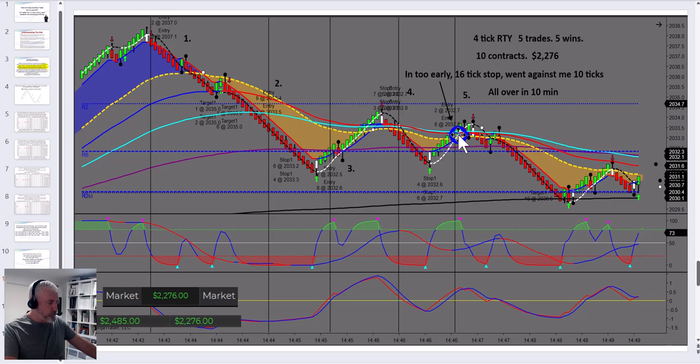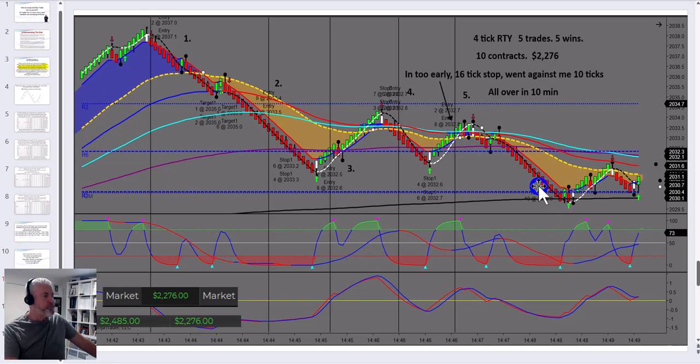Now when I'm trading this market, I've got a 16 tick stop. So when I enter a trade, I like to see my stop one tick above, with my type of setups that I trade. So here it actually went against me 10 ticks. I got in here and I thought, fruitcakes, I'm in too early. Then it rolled over and still filled me.